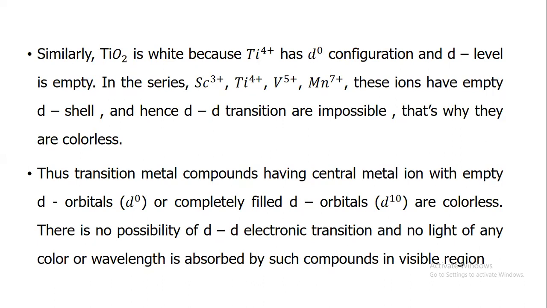Those transition metal compounds having a central metal ion with empty d orbitals, d0, or completely filled d orbitals, d10, are colorless. There is no possibility of d-d electronic transition, and no light of any color or wavelength is absorbed by such compounds in the visible region.